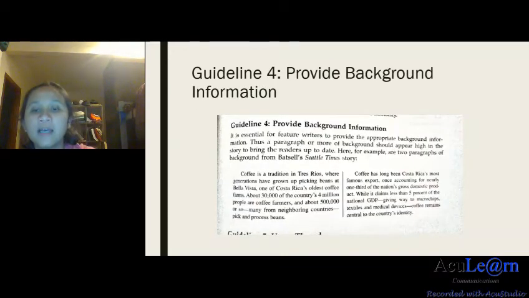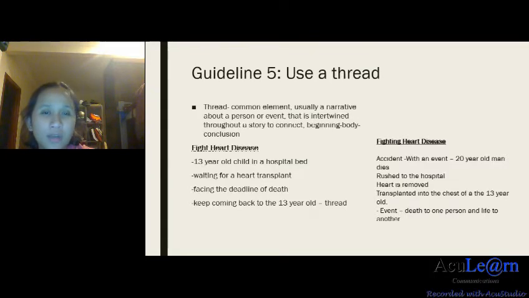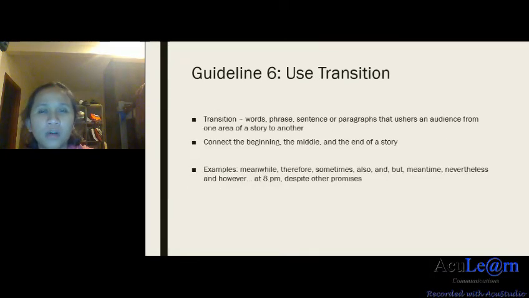Okay, and the next one, which is to use a thread, no, we are there. Sorry, to use transition. For example, connect the beginning, middle, the end of the story. So we can use, for example, meaning, therefore, sometimes, also. Let me highlight that. We can use this as an example of your transition. But meantime, nevertheless, and however, at 8 p.m., despite other promises, and so forth. That's guideline number six.